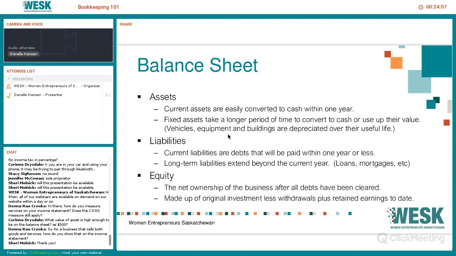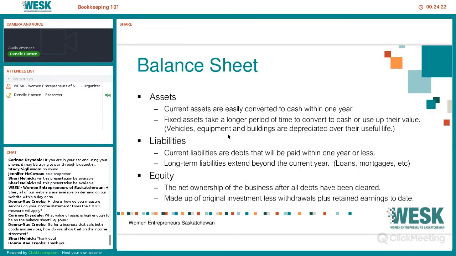So then on the balance sheet, like I said, there are the three categories: the assets, the liabilities, and the equity. Your current assets are anything that's going to get converted to cash within 1 year. So your bank account is cash. Generally, your accounts receivable, anybody that owes you money, hopefully they're going to pay you within 1 year, so that would be easily converted to cash.